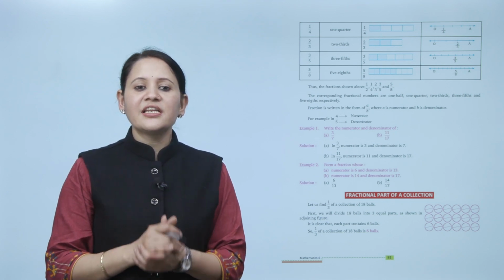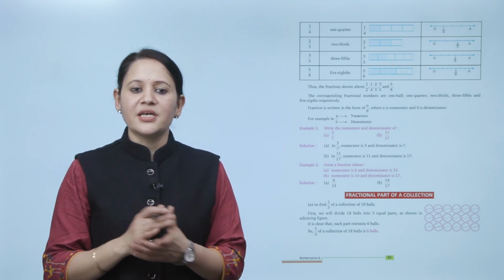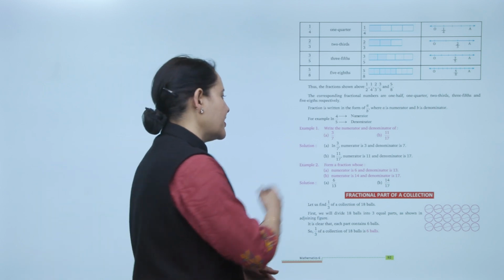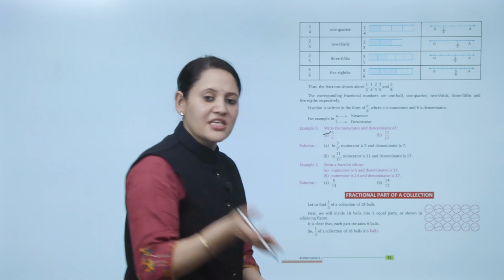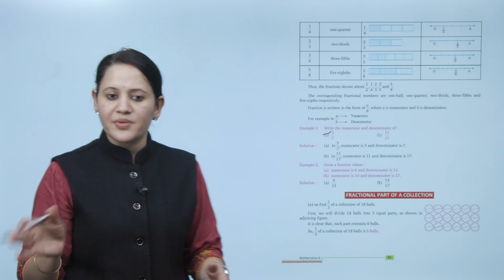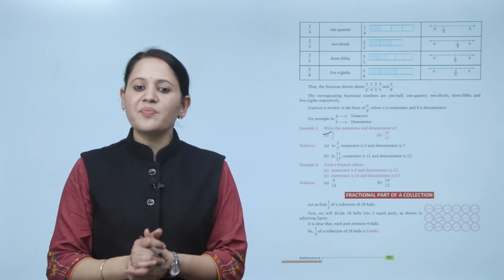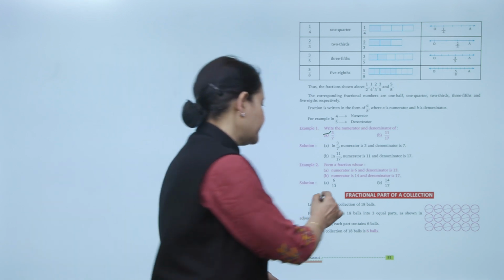Clear? Now we'll take an example. Write the numerator and denominator. First one is 3 by 7. So in 3 by 7, 3 is the numerator and 7 is denominator. Clear? Next is fraction as part of a collection.